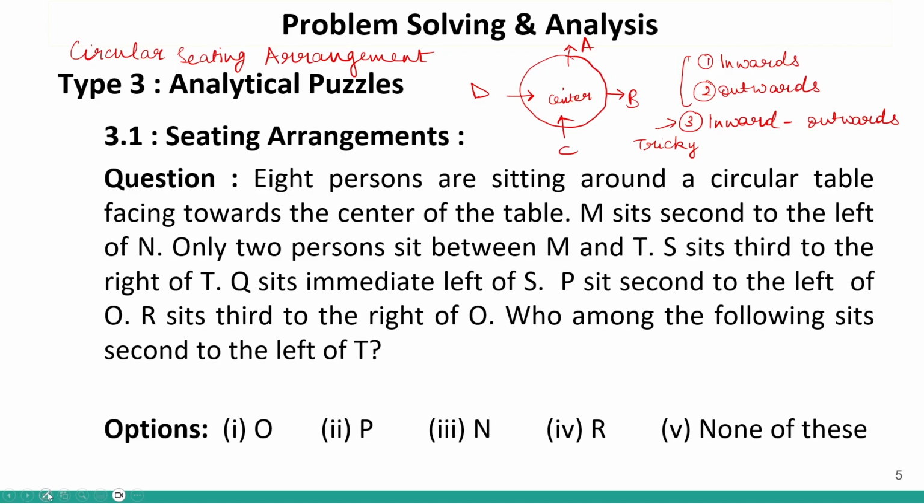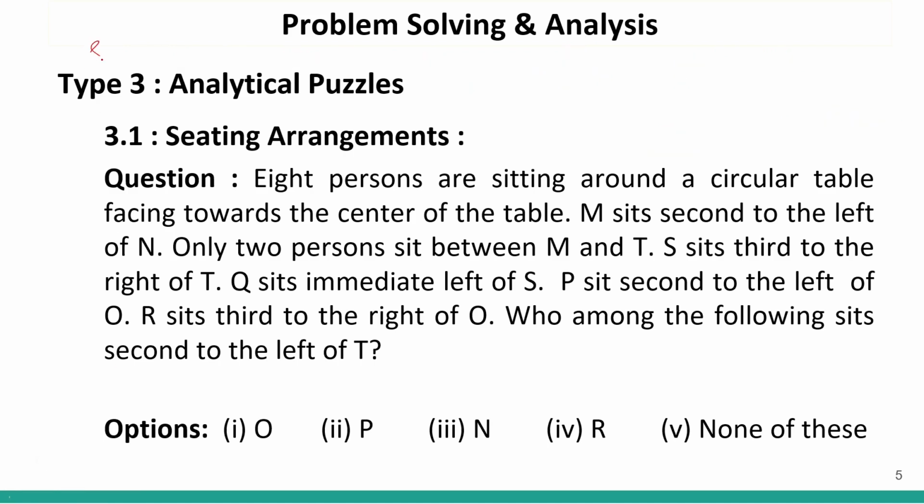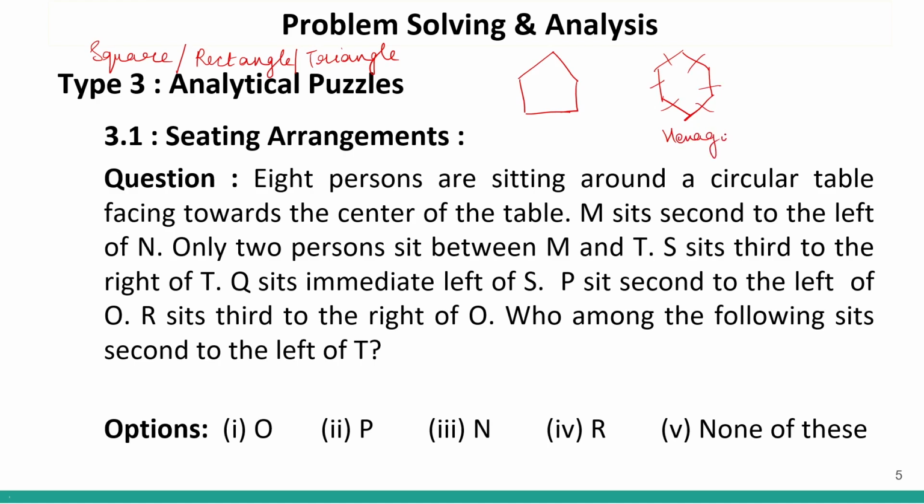Okay. The third type is your square or rectangle or your triangle seating arrangement. In this type you can get even pentagon. If you remember, pentagon means something that has 5 sides, and hexagon is something that has 6 sides. So 1, 2, 3, 4, 5, 6 sides. So this is your hexagon, and pentagon 1, 2, 3, 4, 5 sides. So this is your pentagon. Okay. So this type of question you get in square, rectangle, triangle type of seating arrangement.